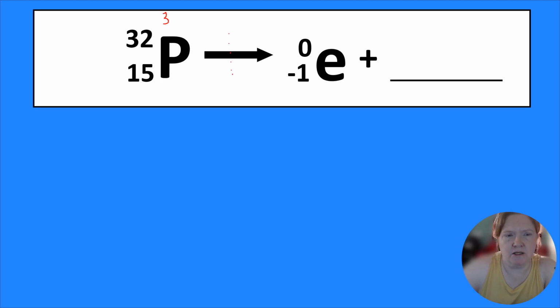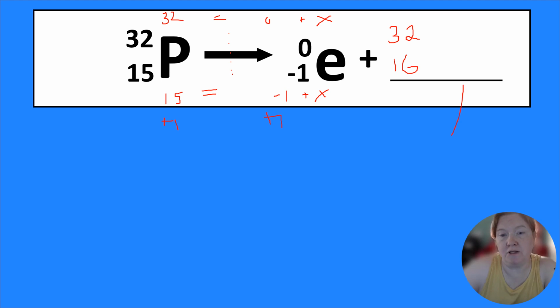divide the two sides. So 32 equals 0 plus X. And for the bottom, it will be 15 equals -1 plus X. Up here, that should be obvious. That's 32. For the bottom, I have to add 1, remember, to both sides. And now you need to look up that symbol. What element has the atomic number of 16?